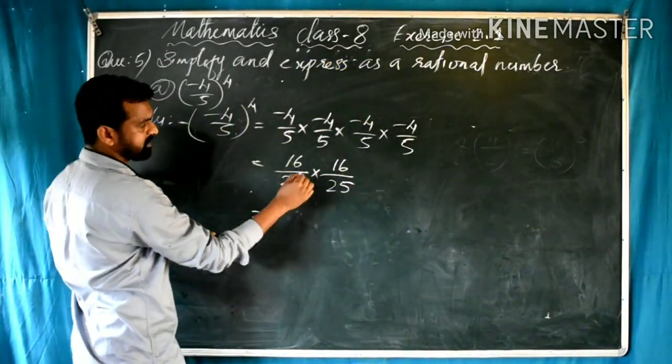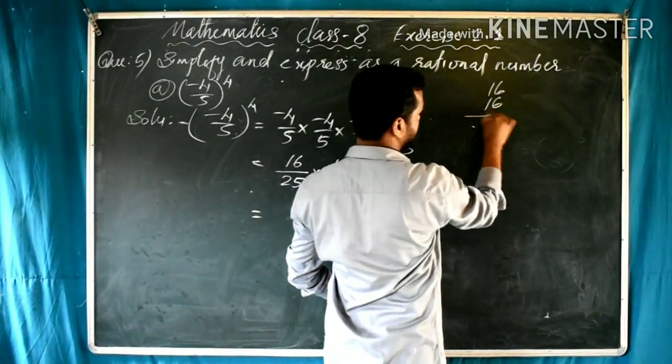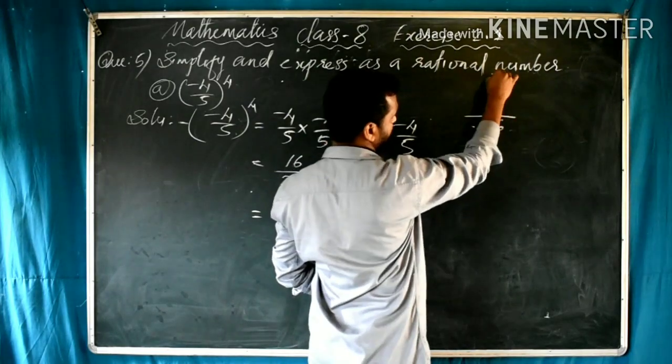That is equal to 16 into 16. Multiply that: 16 into 16. 6 6s are 36, 6 remainder 3.